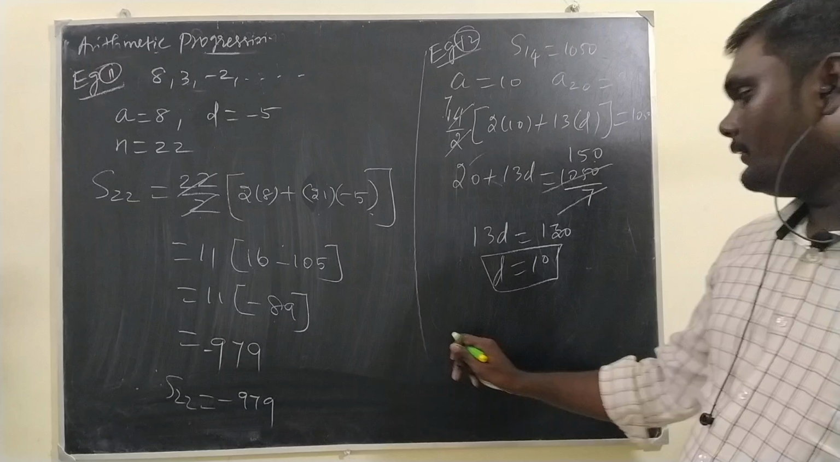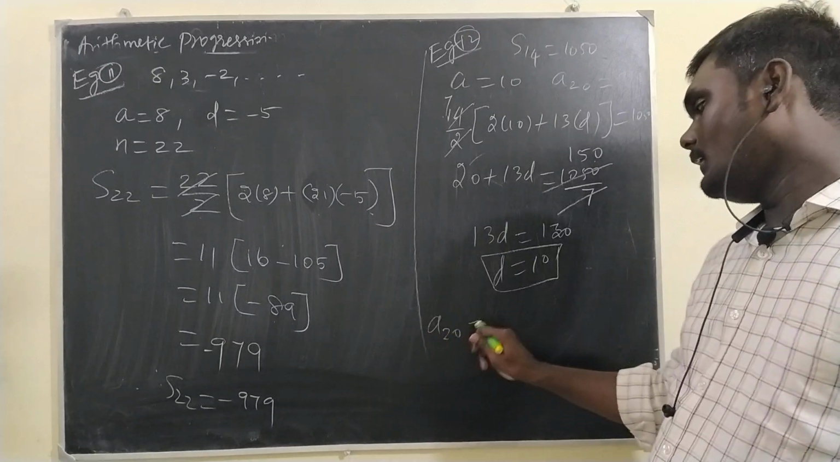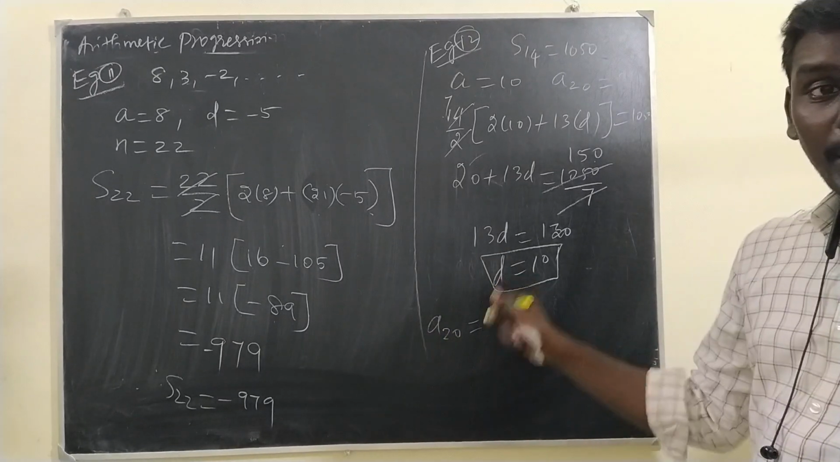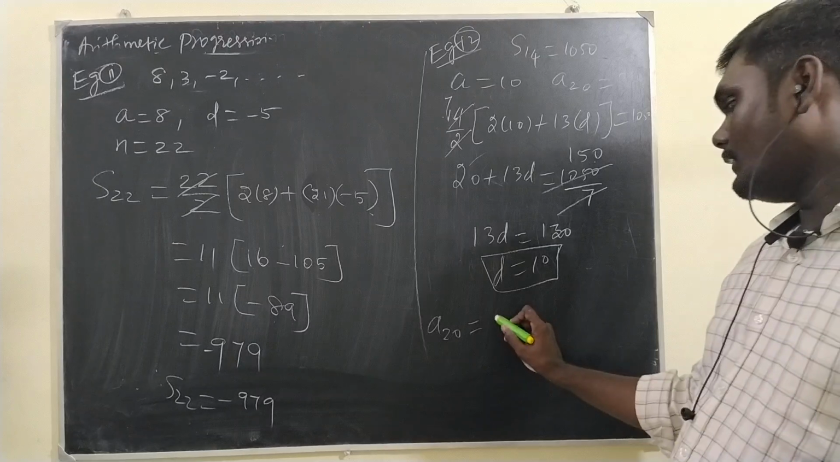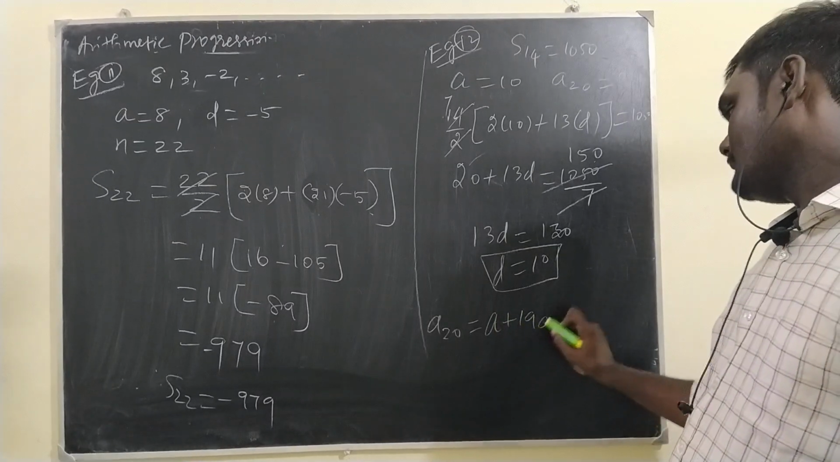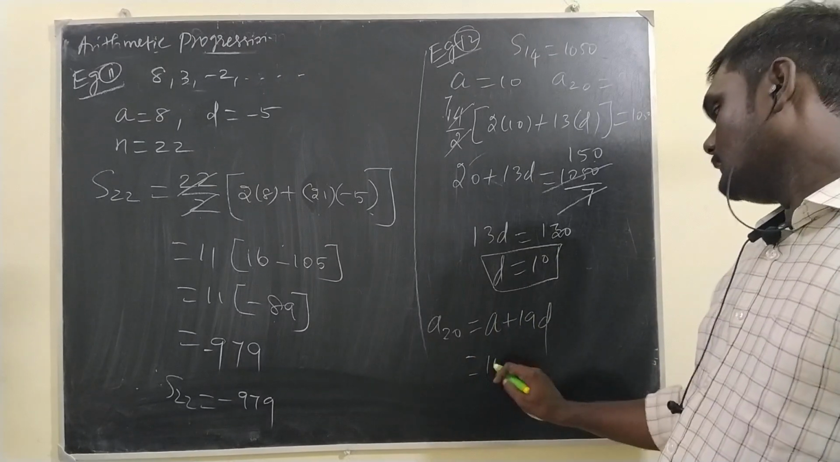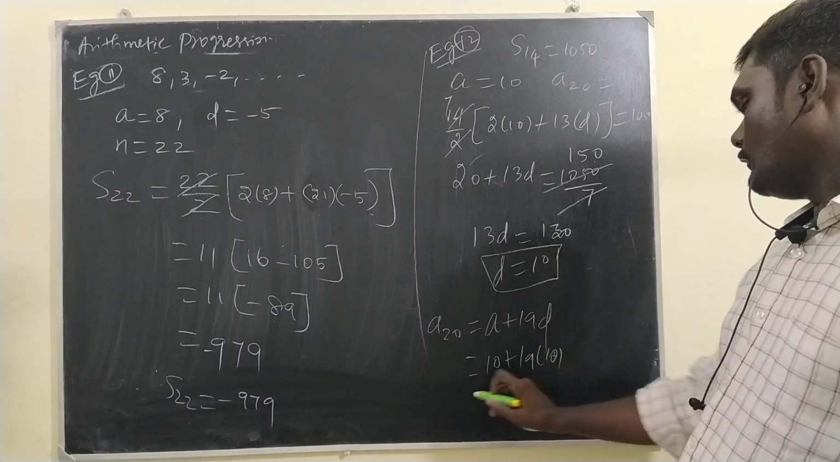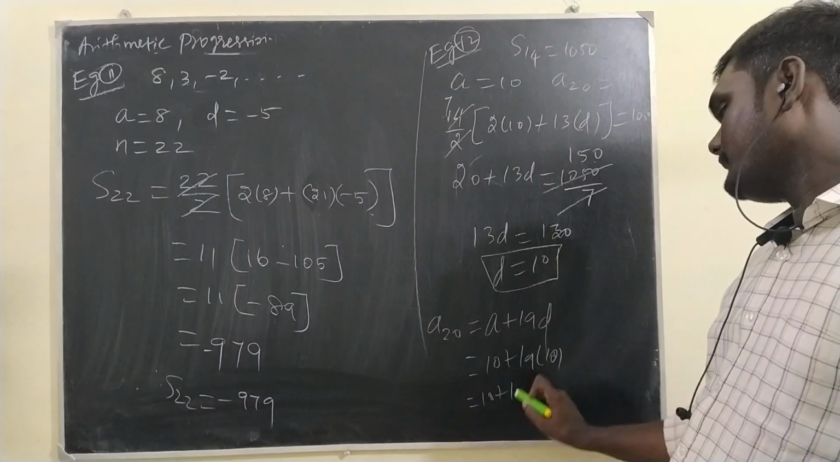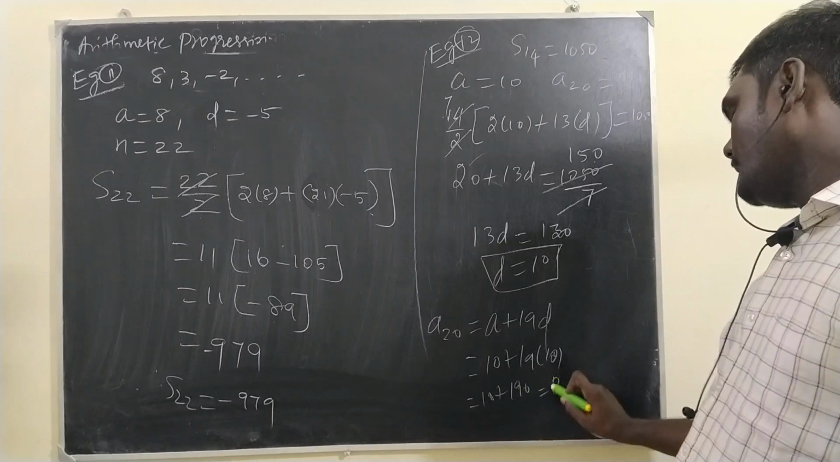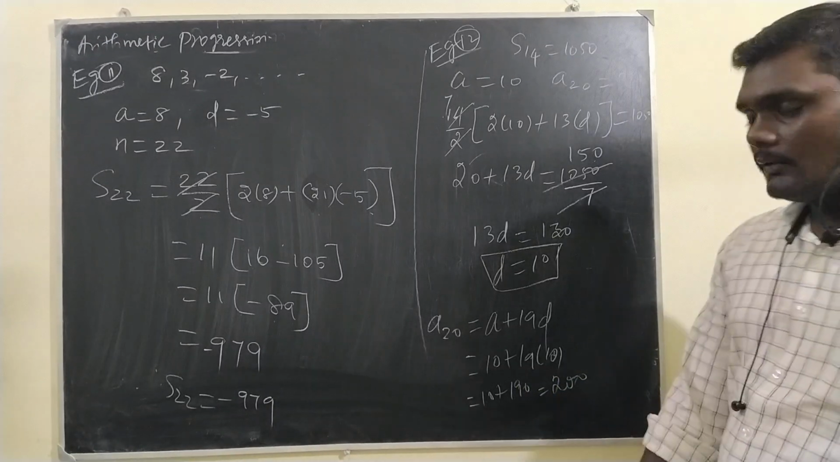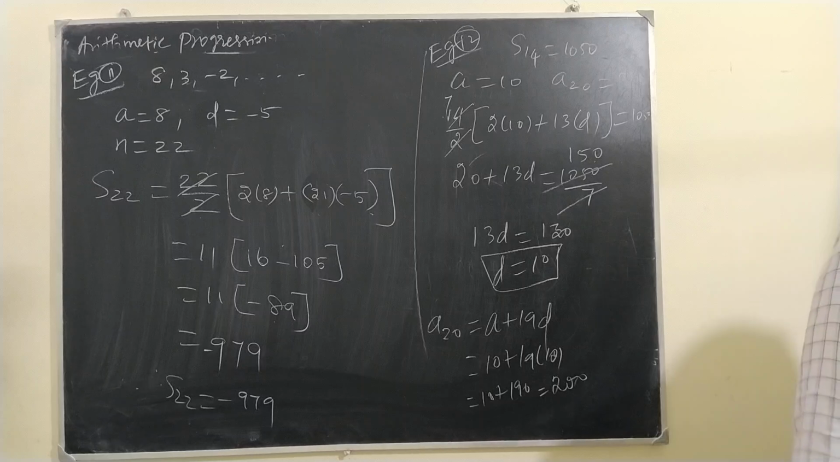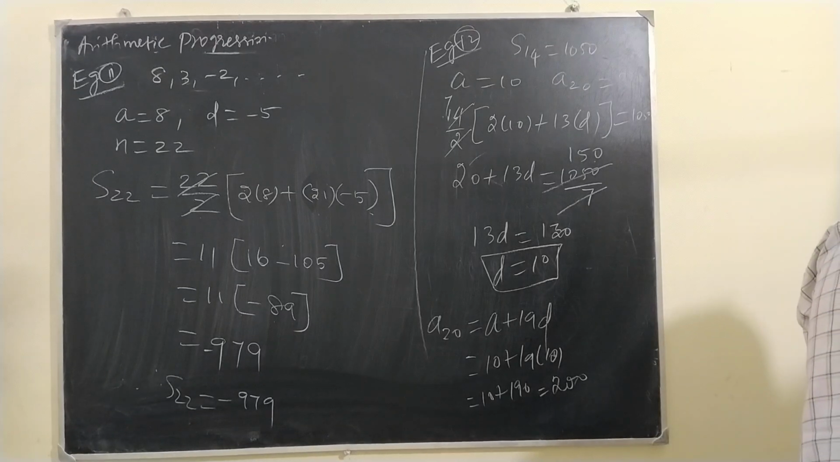Now a20 we need to find. Be clever, don't get yourself confused. a20, now what formula you have to apply? So it is 10 plus 19 into 10. So we will be having 10 plus 190. 200 is the 20th term. Got it? Any doubts in this?